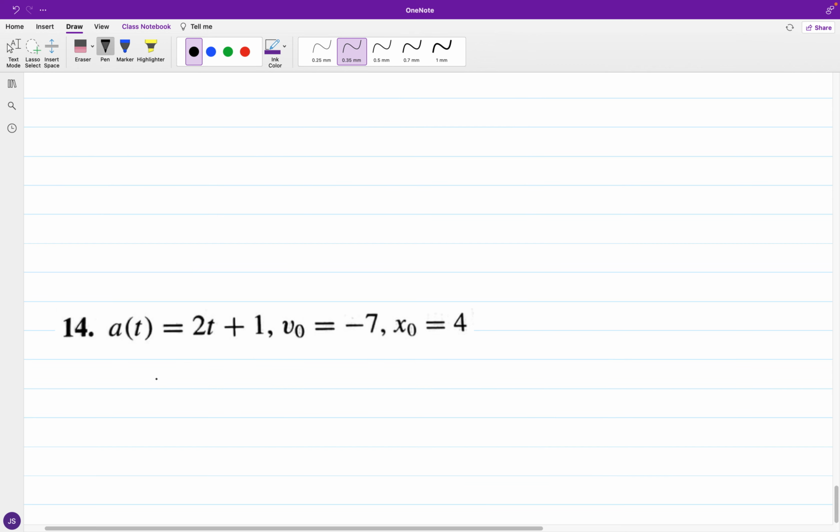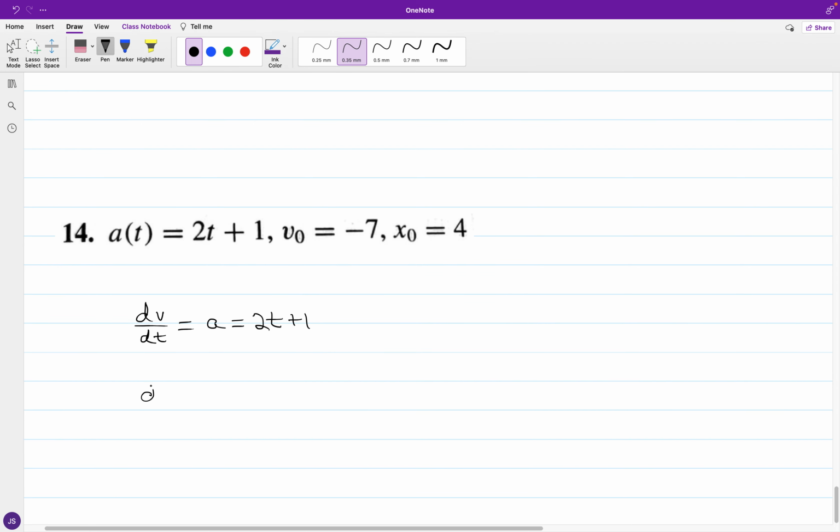Okay, for this problem, we have a of t is equal to 2t plus 1, and we have v naught is equal to negative 7, and x naught is equal to 4. Again, so we have dv over dt is equal to a, which is equal to 2t plus 1, and separating the differentials, we have dv is equal to the quantity of 2t plus 1 dt upon integrating on both sides.